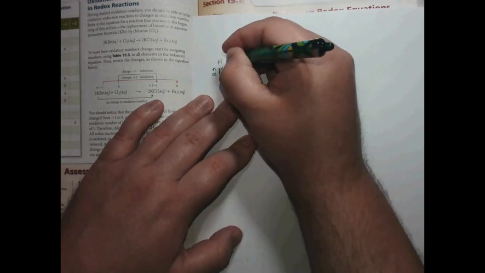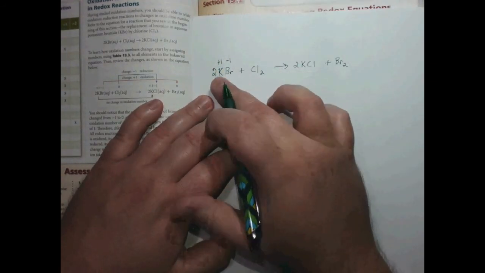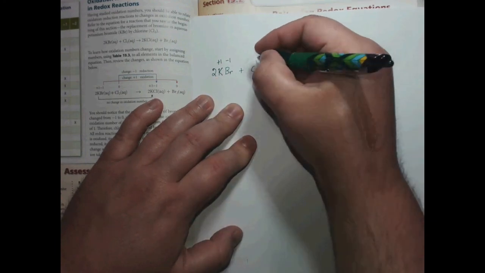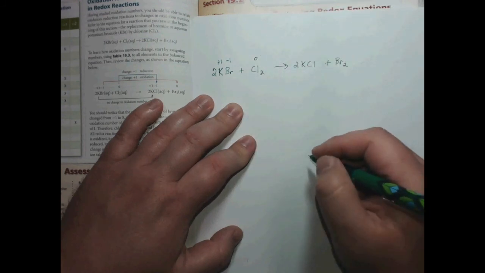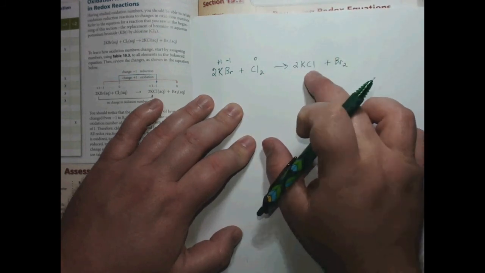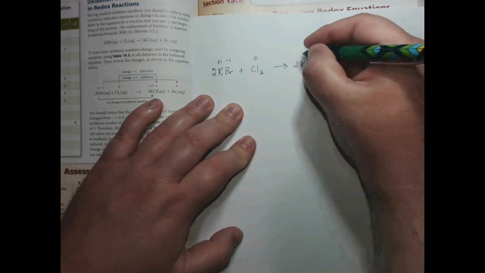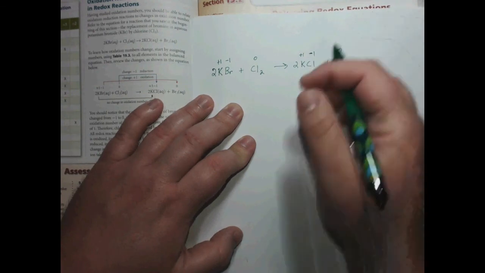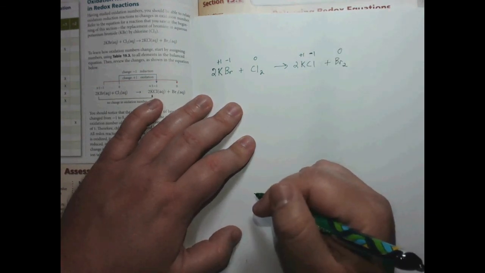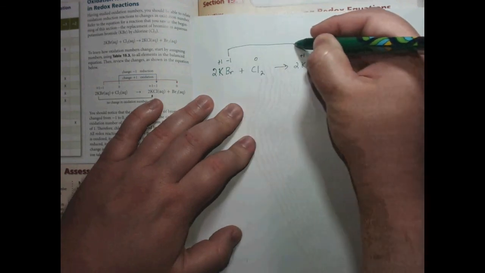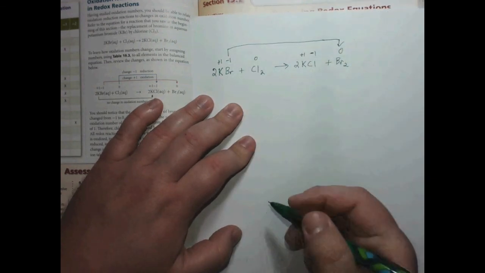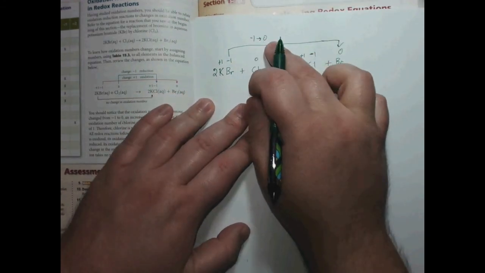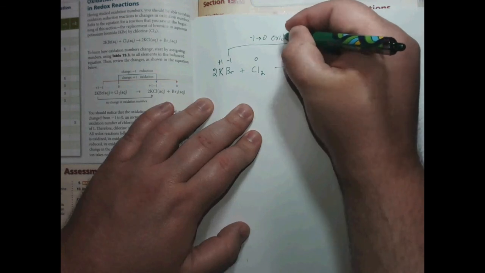Oxidation numbers. So that's plus 1, that's minus 1. Group 1, group 17. Here, Cl2 is diatomic. It's got a charge of 0. Now look back over here. KCl, group 1, group 17, so that's plus 1 and minus 1. And then Br2 here, that is 0. So looking at Br, it goes from -1 to 0. -1 to 0 means it lost an electron, meaning it was oxidized.